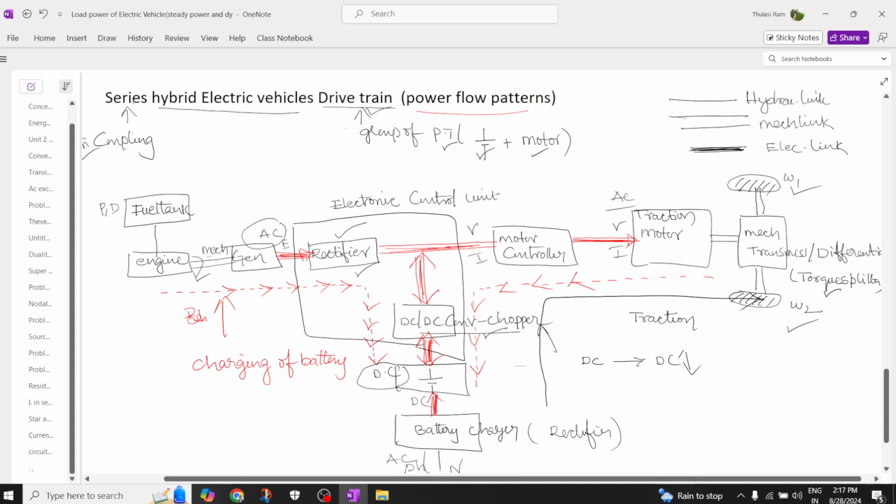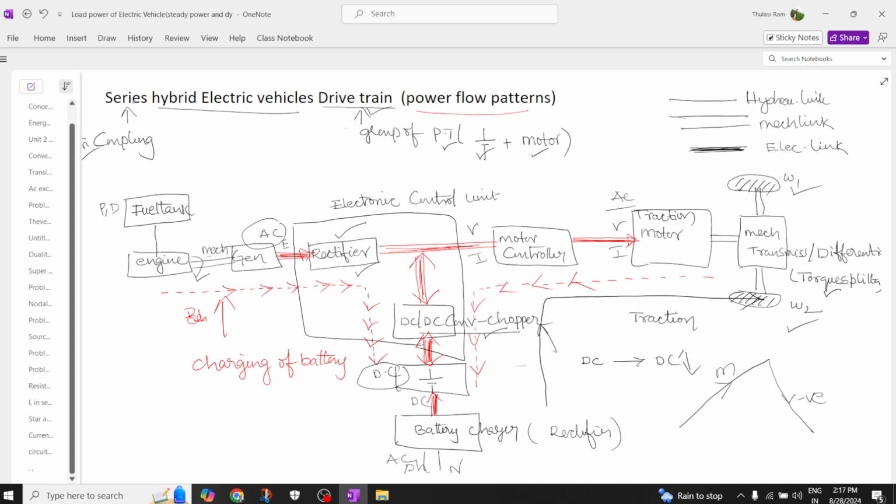So the same wheel, whenever it is trying to come, this is the action happening like a motor. When you travel on a ghat road, when you have a negative slope, automatically this motor acts like a generator, and the generated voltage comes to the motor controller, and via the DC to DC converter it charges the battery. This is how the battery is charged.